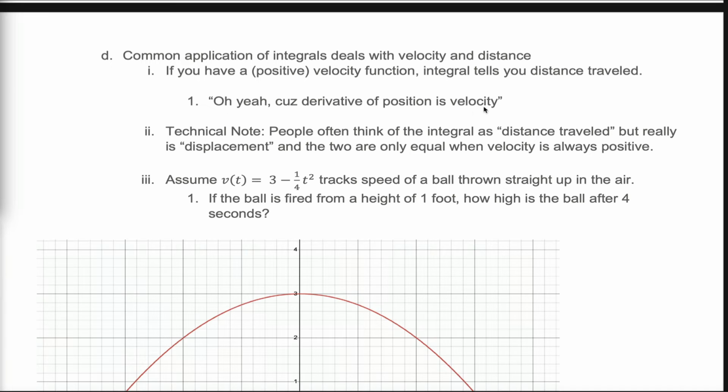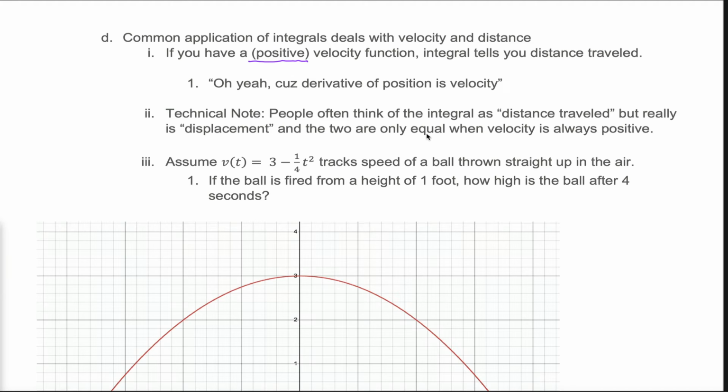So it makes sense that the antiderivative of the velocity gives you back the position. A quick comment here, I had to specify that we have a positive velocity function because really this doesn't give you the position, it gives you the displacement. It tells you the change in position. If we're always heading in the same direction, the distance you travel is the exact same as the displacement, the difference between where you end up and where you start.